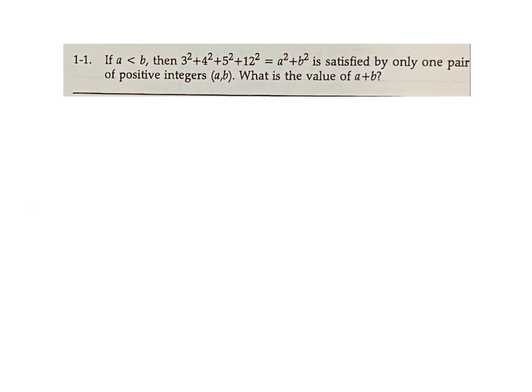A is less than B, then 3 squared plus 4 squared plus 5 squared plus 12 squared is A squared plus B squared is satisfied by only one pair of positive integers. What is A plus B? We have 3 squared plus 4 squared plus 5 squared plus 12 squared is A squared plus B squared. Now these are Pythagorean triples.